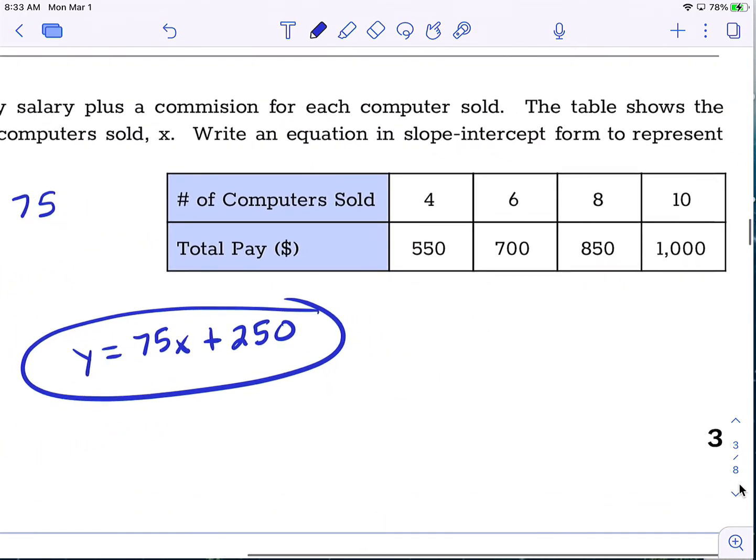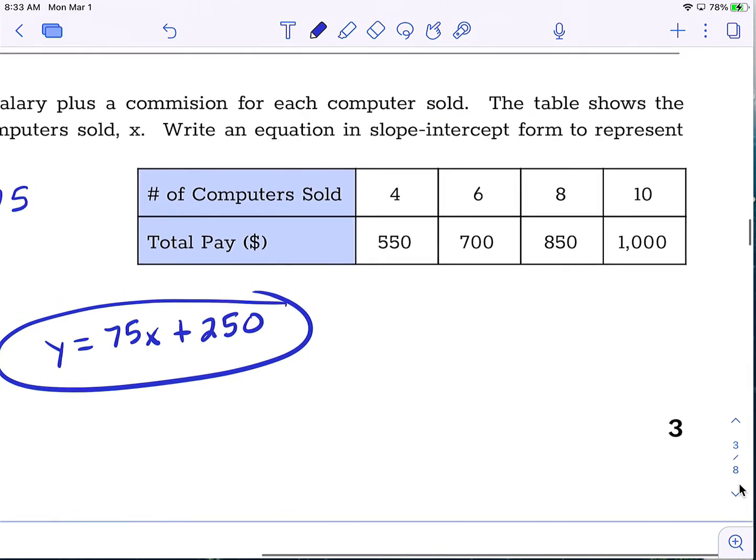Another thing I'd like to do real quick, without writing it down, I just usually use my calculator, is I take the next one and I plug it in and see. So if I put 6 in for x, do I actually get 700 for my answer? So if I do 6 times 75, what is wrong with my calculator? 75 times 6 plus 250? I got 700, which, yes, good. I got 700, which was my y value, so I know I'm correct.